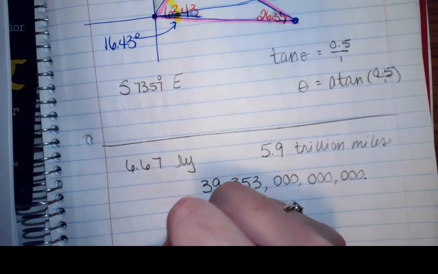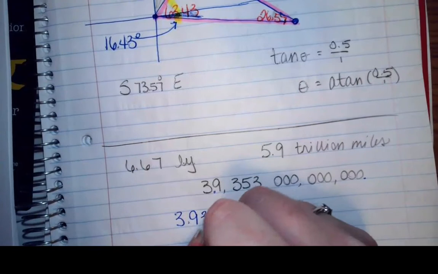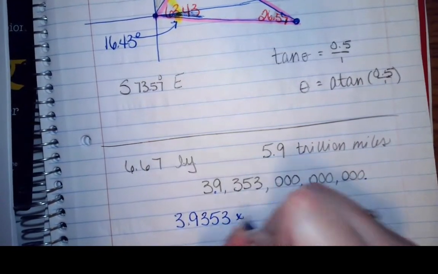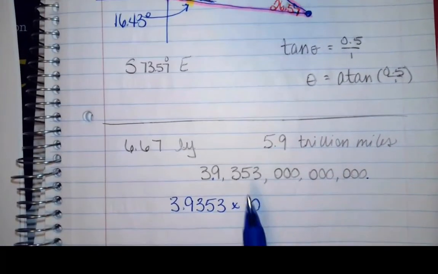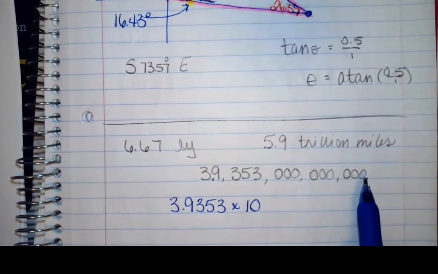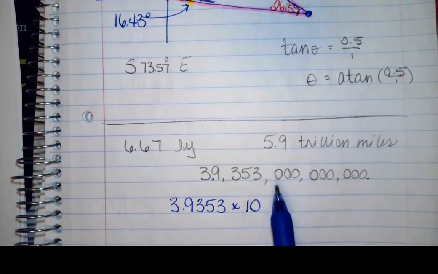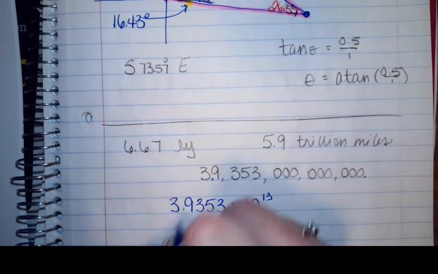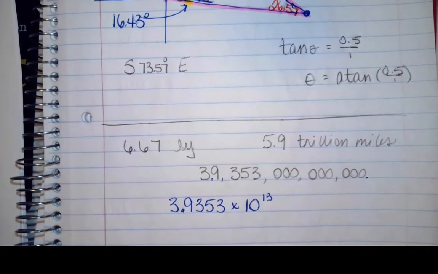So my answer is 3.9353 times 10 to the, and this is a huge number. How many times did you move that decimal place? So I've got 3, 6, 9, 12, 13. So I moved it 13 times.